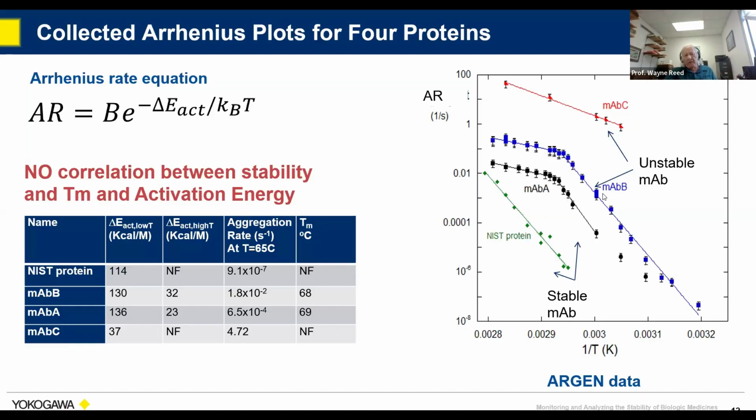The point here is, look at the Arrhenius equation: the aggregation rate, like a chemical rate constant, is proportional to the exponent of whatever the activation energy of the process is divided by k_B and T in Kelvin. So we do that here.